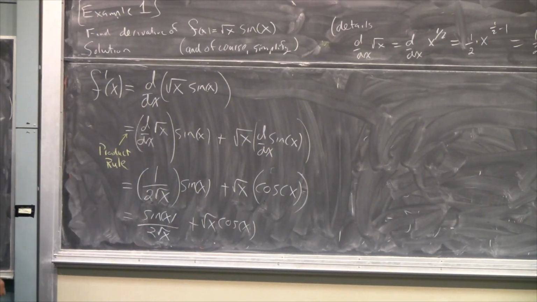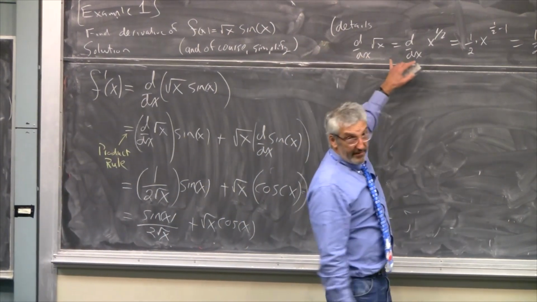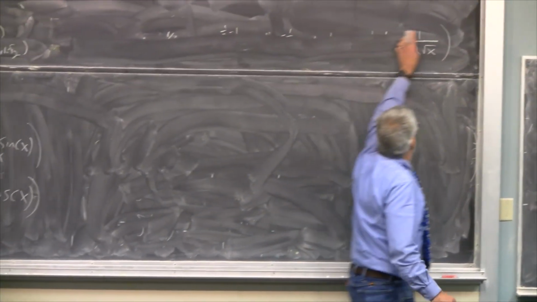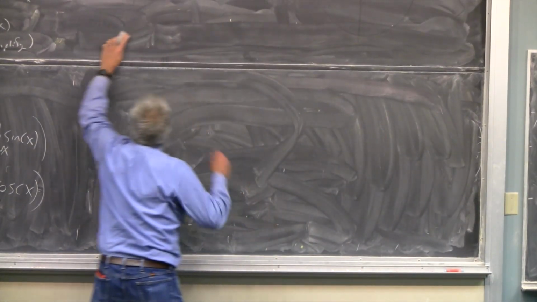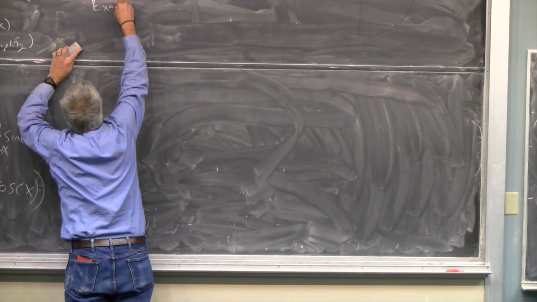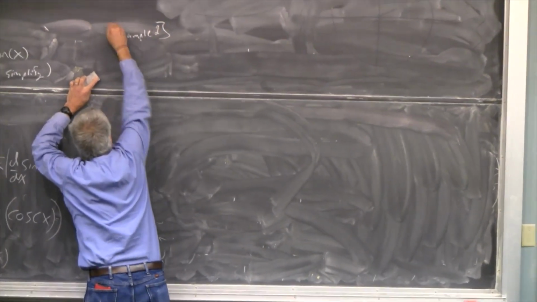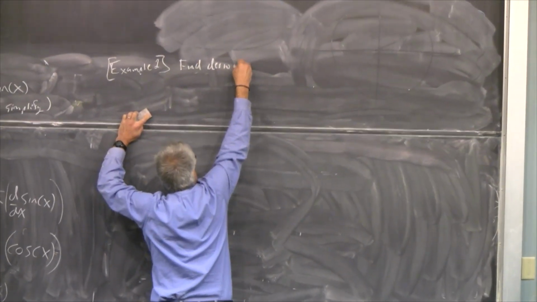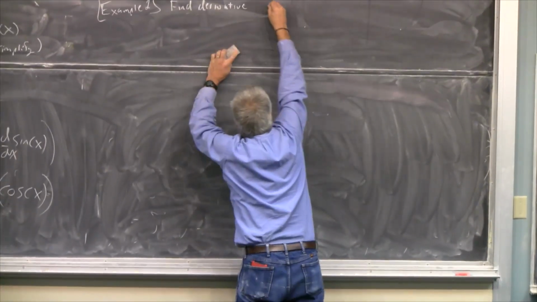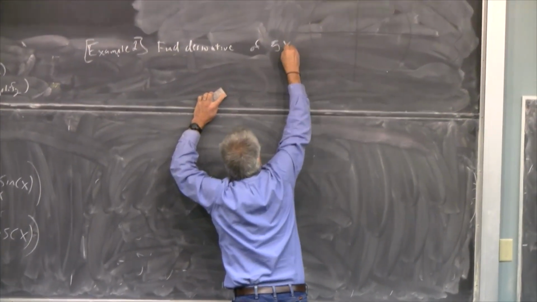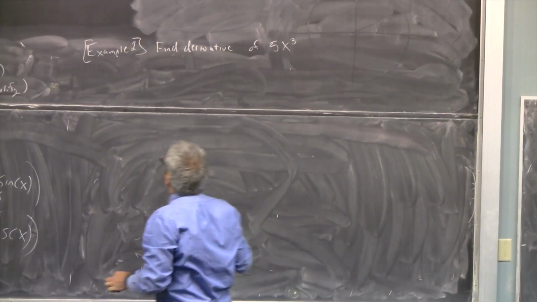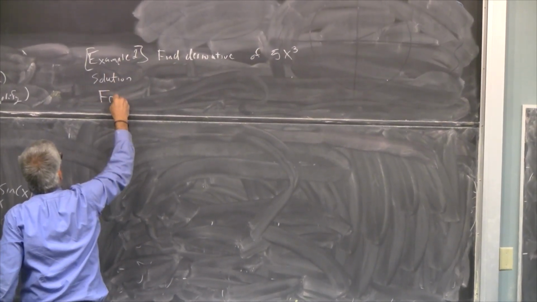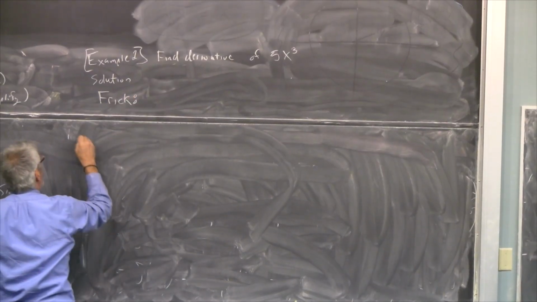Example 2. Can I erase this up here? Find the derivative of 5x cubed.